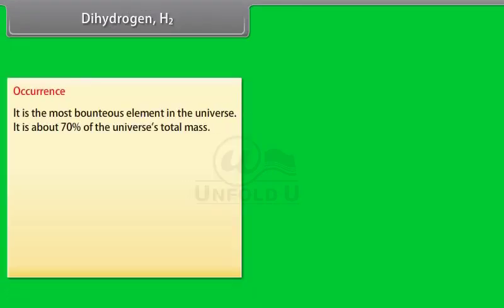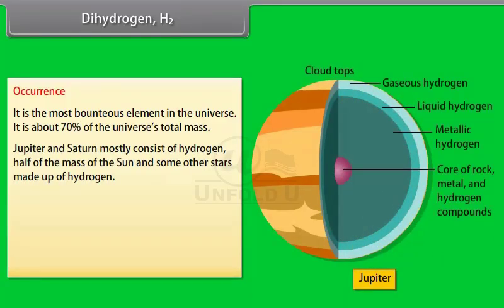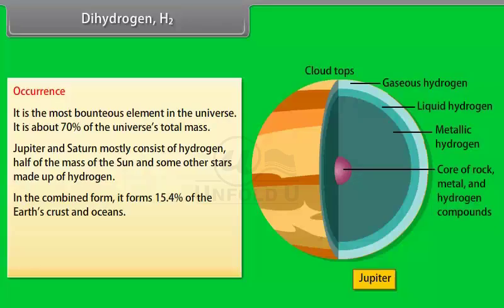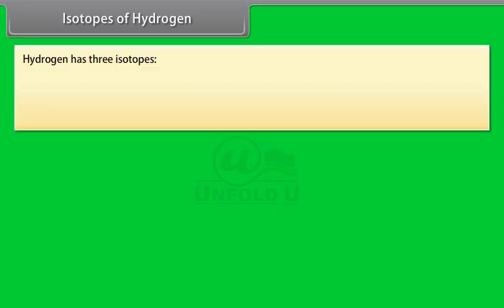Dihydrogen, H2. Occurrence. Dihydrogen is the most abundant element in the universe. It is about 70% of the universe's total mass. Jupiter and Saturn mostly consist of hydrogen. Half of the mass of the Sun and some other stars is made up of hydrogen. In the combined form, it forms 15.4% of the Earth's crust and oceans. Earth does not have enough gravitational pull to retain the light hydrogen molecule, so it is not found in our atmosphere.